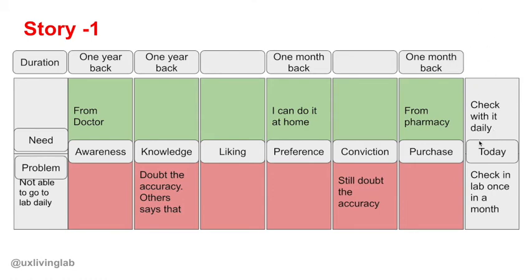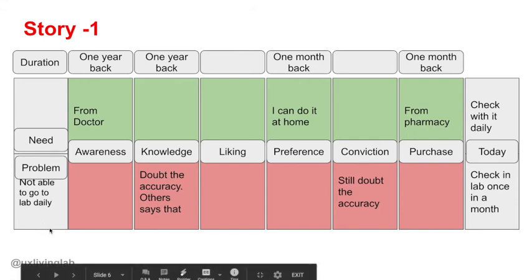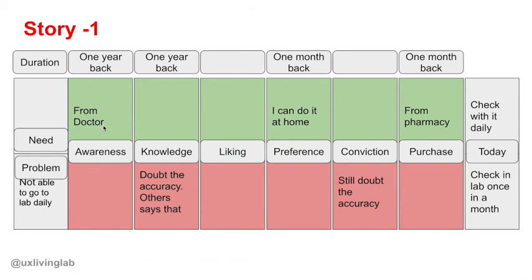What we collect first: when they purchased, maybe 1 month back, and what was the problem he faced: not able to go to the lab daily. That's a problem he has to address. He is not ready to go to the lab every day. So from where did he get the awareness about these glucose meters? From the doctor, who said that, okay, there is a product available like a glucose meter, you can purchase that and you can use it. And when it was, it's around 1 year back. So you can see that awareness started 1 year back from the doctor.